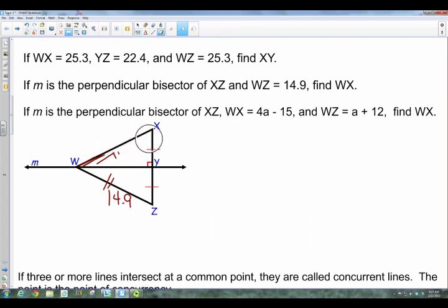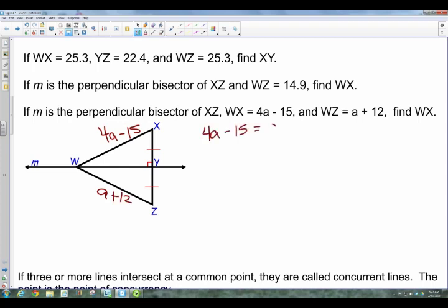Alright, so that's the whole idea behind perpendicular bisectors. They cut them in half. Now, the last one here. M is a perpendicular bisector. We know WX is 4A minus 15. WZ is A plus 12. We want to find WX. Well, think about it. What do you know about these two things? They're congruent. So if they're congruent, I can set them equal.